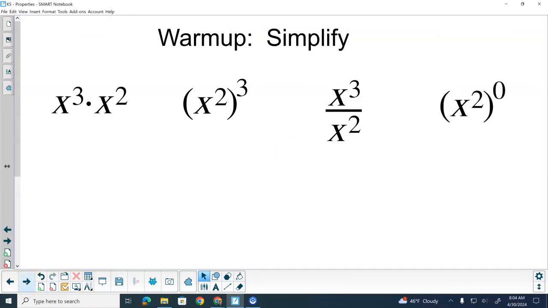There's your 4 warm-ups to do on the back of K4. Okay, so find a space along the side and leave that bottom area open because we're going to fill in those notes today. So warm up with these 4 problems. Start real quick. What do you got for the first one?